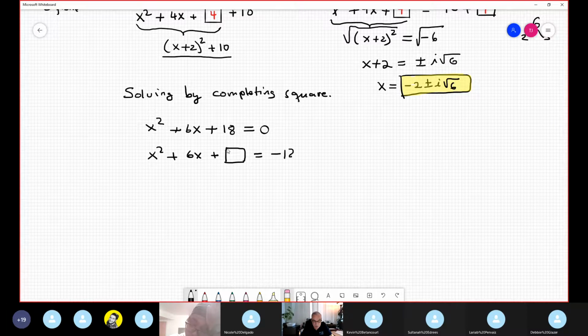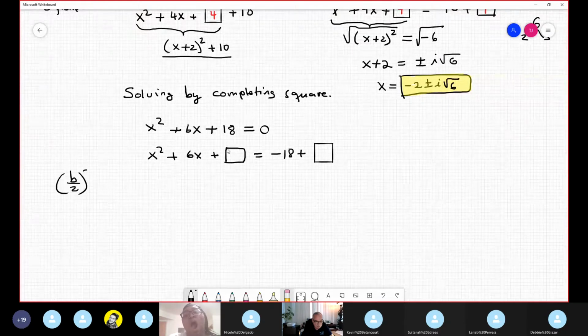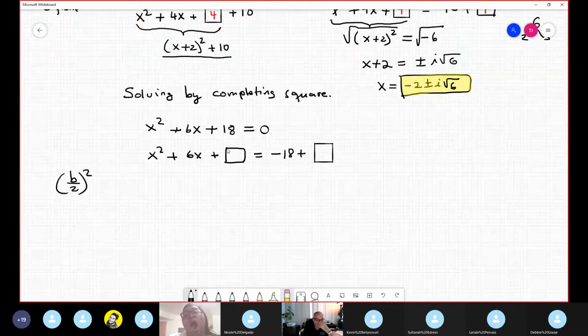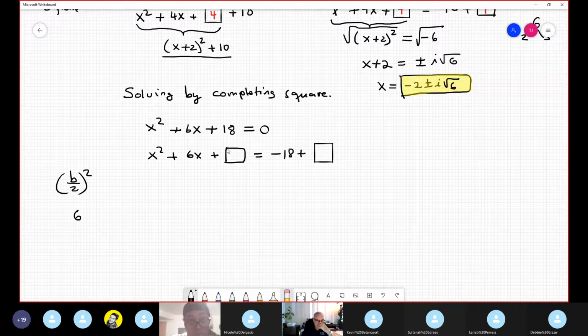I move 18 to the right-hand side. And the new number I introduce, I put on the left and on the right in order to keep the equilibrium of the equation. The magic number, remember, the formula is b divided by 2, squared. B in our example is 6. 6 divided by 2 is 3. 3 squared is 9. Okay, this is the magic number, 9. I put 9 on both sides.